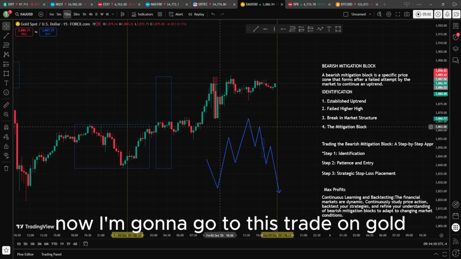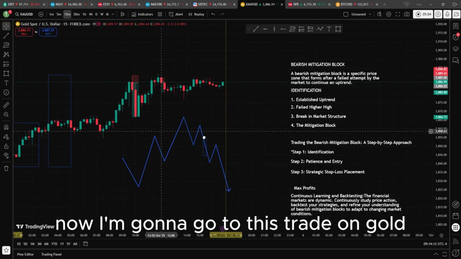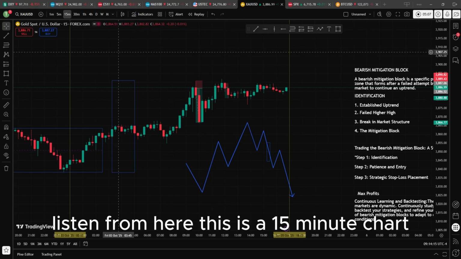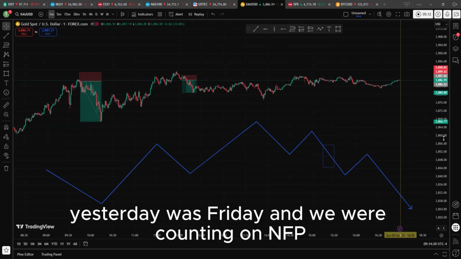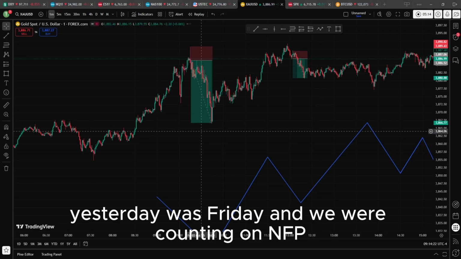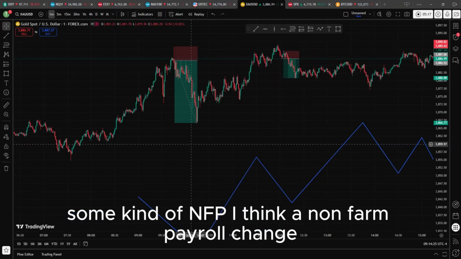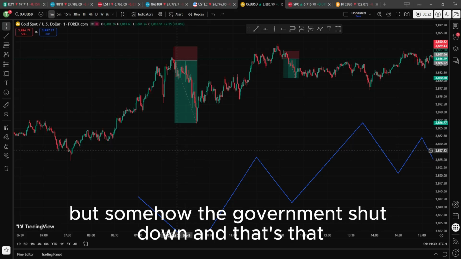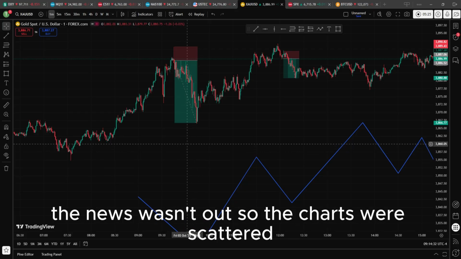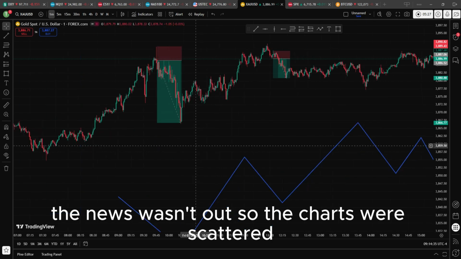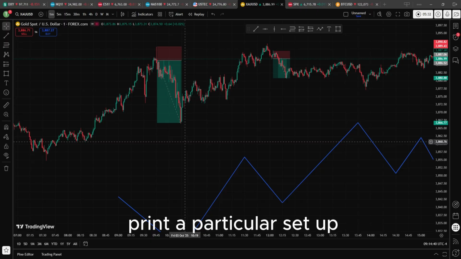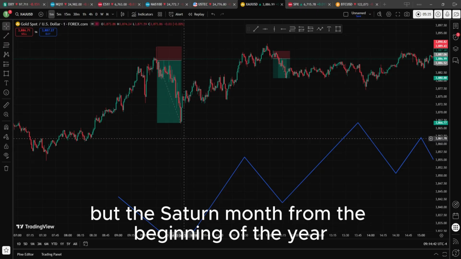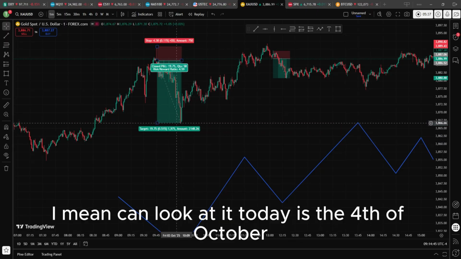Now I'm going to go to this trade on gold. Let's see how this forms here. This is a 15-minute chart. Yesterday was Friday and we were counting on NFP, some kind of non-farm payroll change. But somehow the government shut down and the news wasn't out, so the charts were scattered. I was basically counting on US Tech to print a particular setup, but it didn't go through.